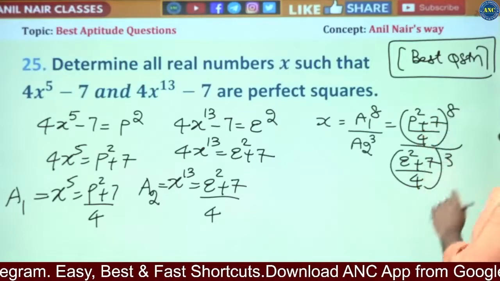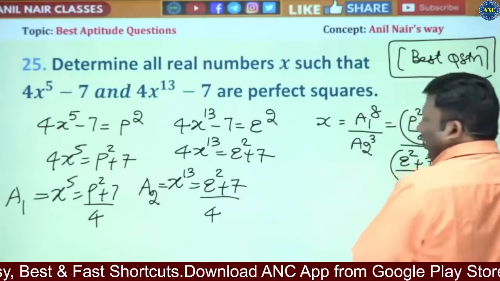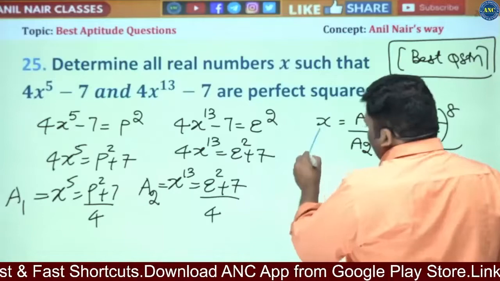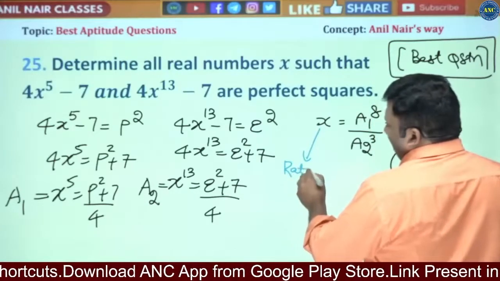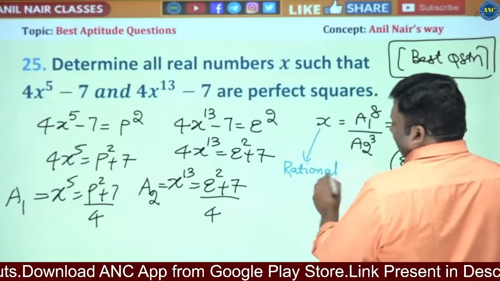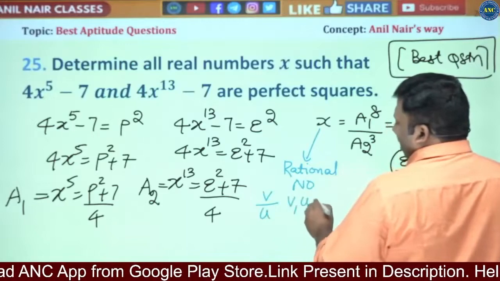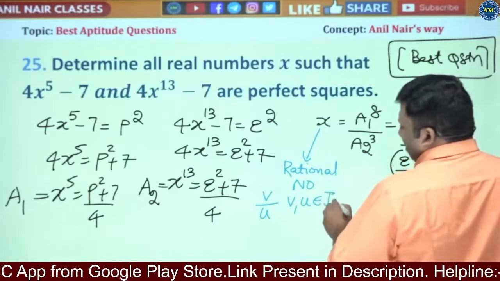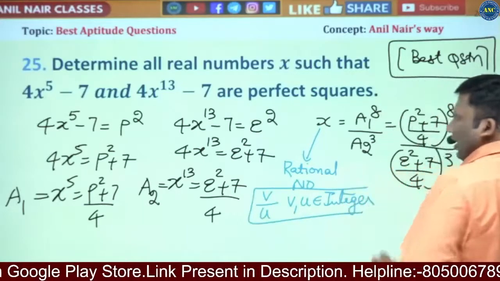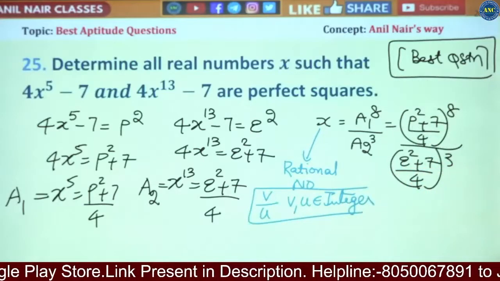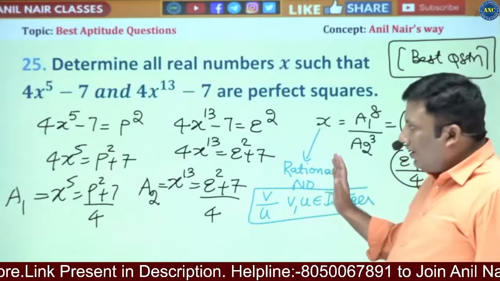There is a numerator and there is a denominator. If x is a rational number, what is a rational number? A rational number will be of the form v by u, where v and u are integers. A rational number will have a numerator as well as a denominator. I hope the idea is clear.